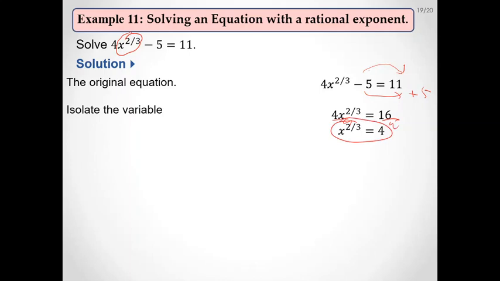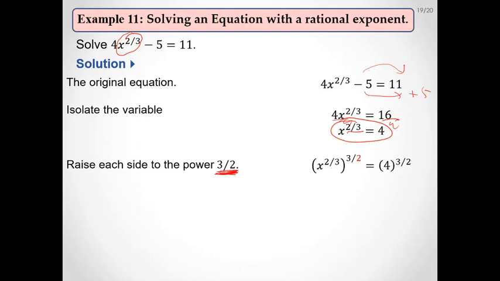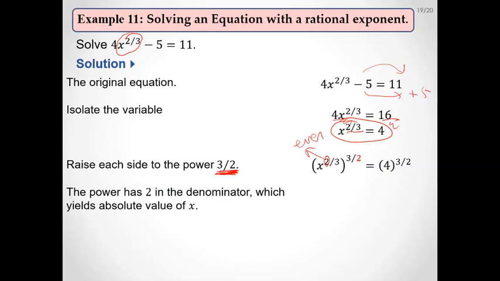The next thing is you have to raise each side to the power 3 over 2. This is 2 over 3, so you have to raise each side to the power 3 over 2. And when you do that, as you see, this is an even number here. So when it is even, then we automatically have absolute value. So this is the absolute value of x, and let's see how this is equal to 8.